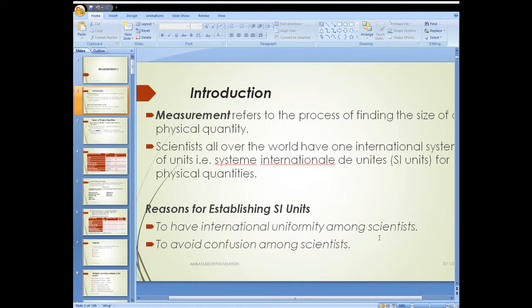We have two main reasons why SI units were established. Number one, to have international uniformity among scientists. A scientist in Africa, Asia, America, and Europe, all of them agree because of the international system of units. Number two, to avoid confusion among scientists. If we are dealing with seconds as the SI unit of time, everybody else is dealing with the same, so there is no confusion. So that is the role of SI units, or why SI units were established.